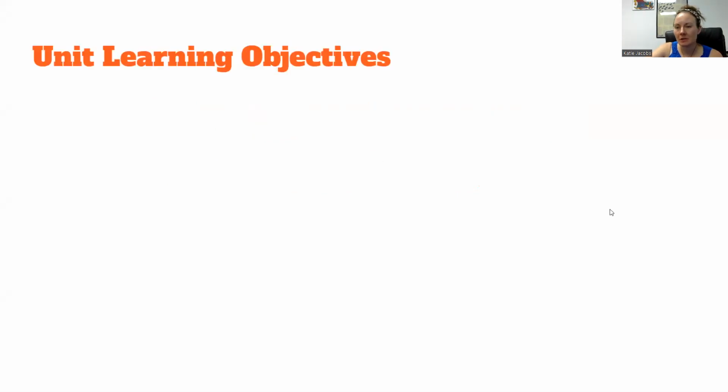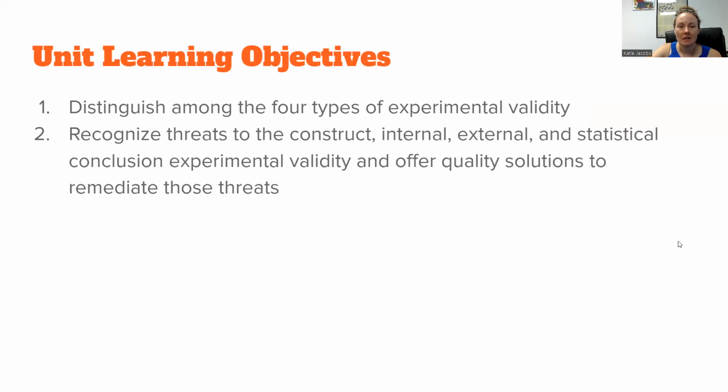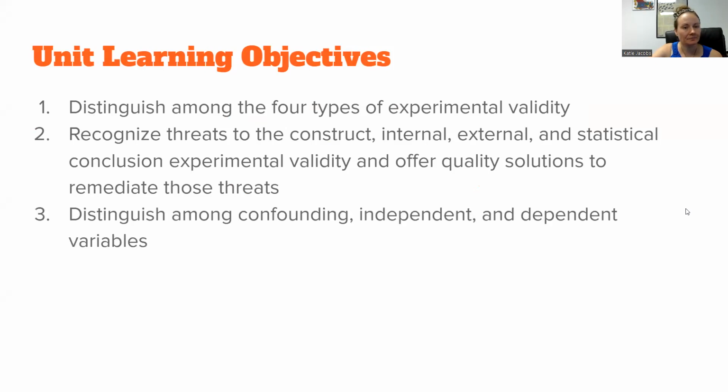This week we're going to be learning more about fundamental research issues. There are some things that I want you to be able to do by the end of this unit. First, I'd like you to be able to distinguish among the four types of experimental validity. I'd like you to be able to recognize threats to the construct, internal, external, and statistical conclusion experimental validity, and offer quality solutions to remediate those threats.